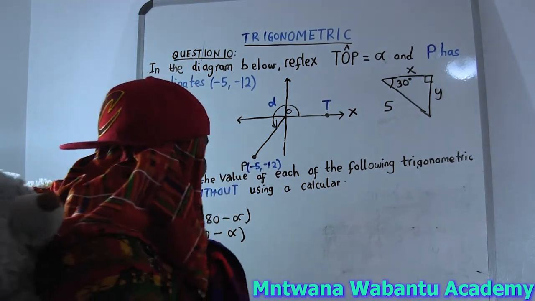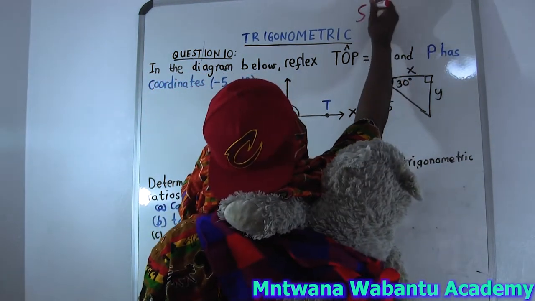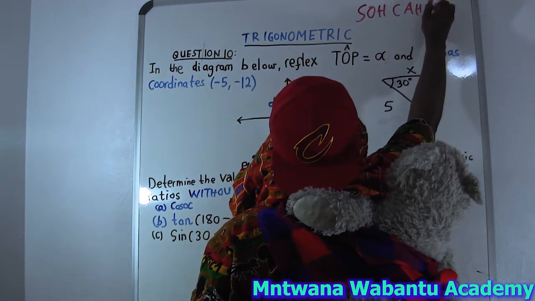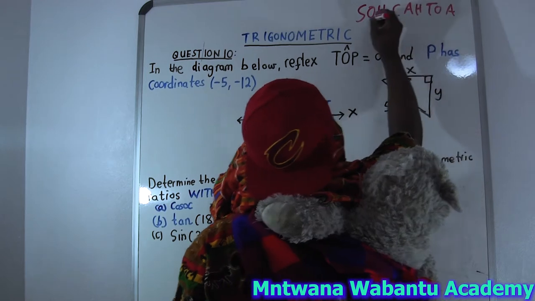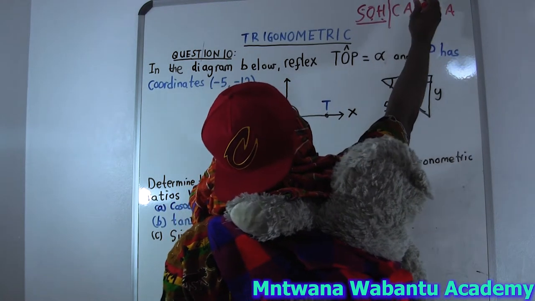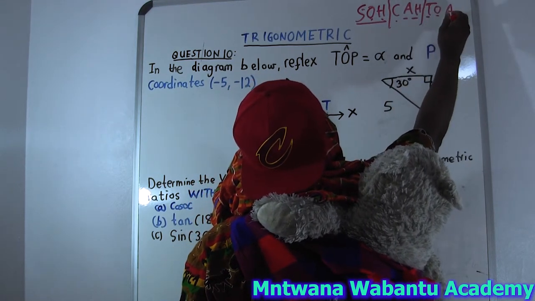So we have a little formula here, called SOHCAHTOA, a trick that we use. SOHCAHTOA: sine equals opposite over hypotenuse, cos equals adjacent over hypotenuse, and tan equals opposite over adjacent.